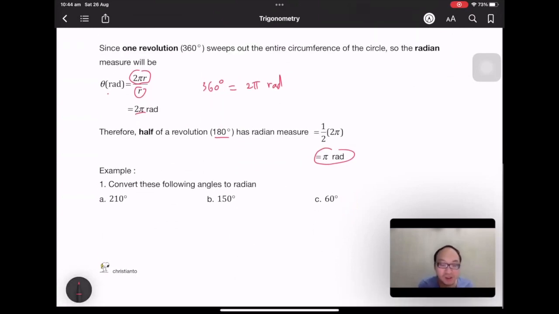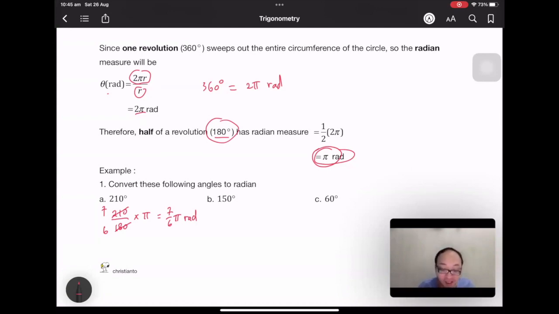So for example, convert the following angles to radian. So I have 210 degrees. So we can use the conversion that pi equals 180 degrees. So that means I can find 210 over 180 and then multiply by pi. So if we divide by 30, this is 7 and this is 6. So this will be 7 over 6 pi radian.